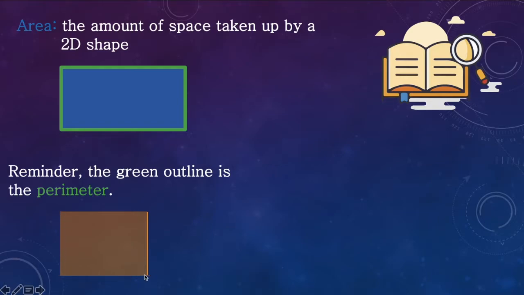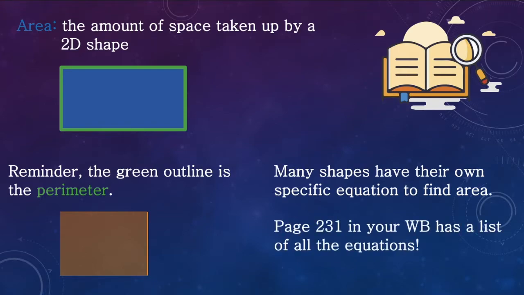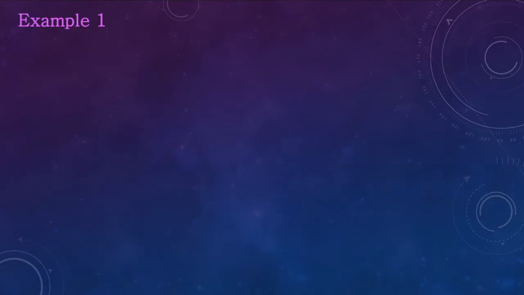All right. So all shapes have their own specific equation to find area. We'll be looking at 2 equations today, and you can actually see the list of our equations in your workbook on page 231. So I highly suggest turning to that page when you do your homework.